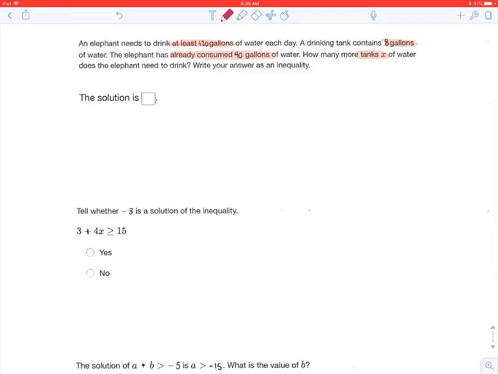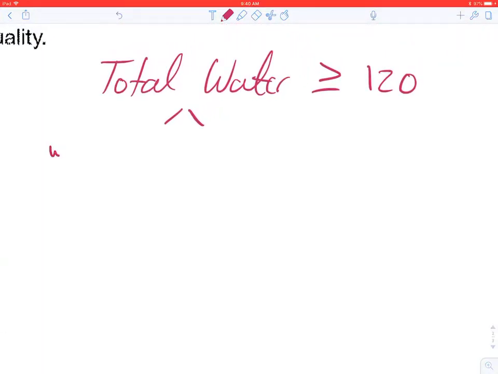So in this situation, we've got an elephant, and it needs to drink at least 120 gallons of water. So we want our total water at the end of the day to be at least 120 gallons, is where that first part of the setup comes in. Now, the total water drunk at the end of the day from this starting point is going to be the addition of the water that has already been drunk by the elephant plus the water that we give the elephant.